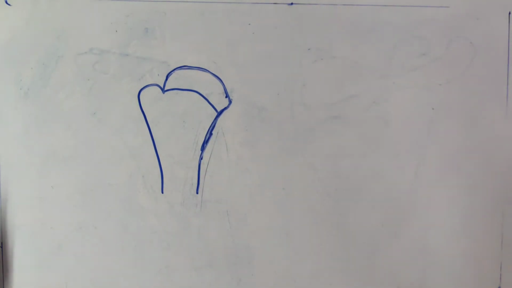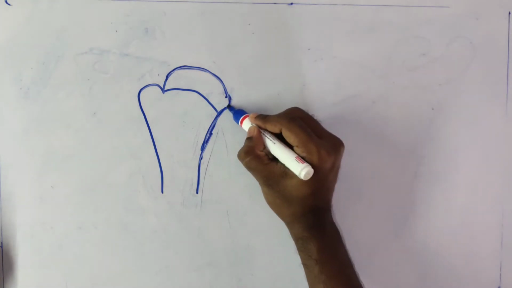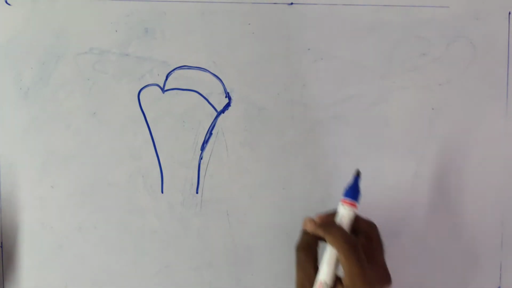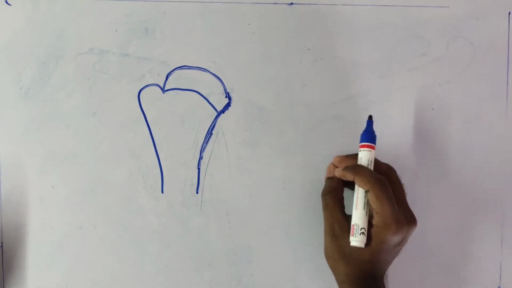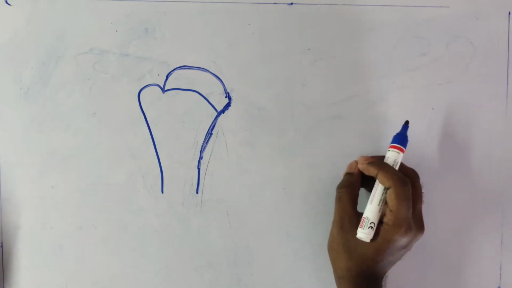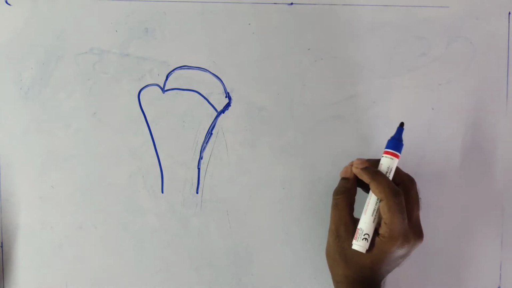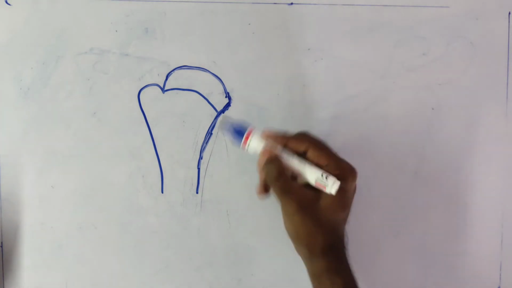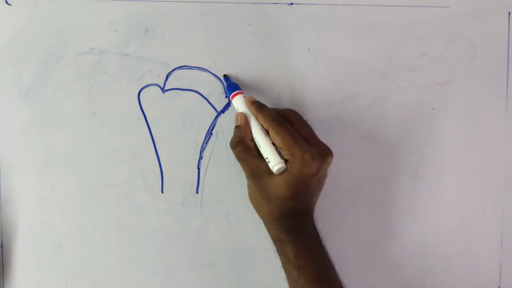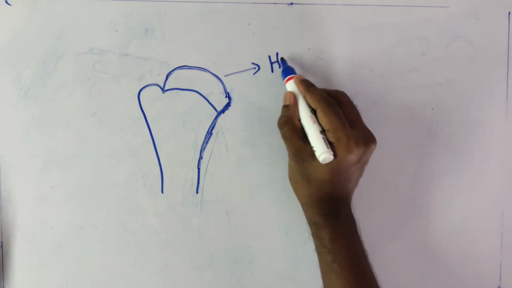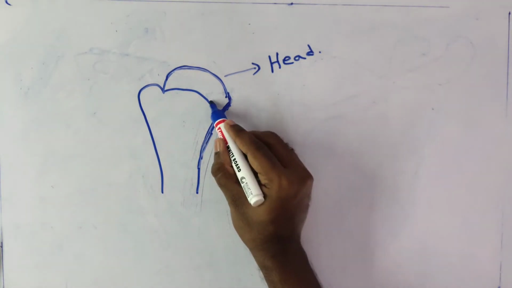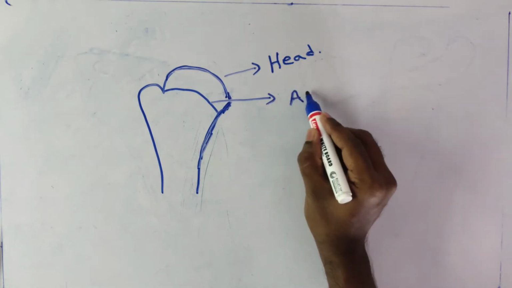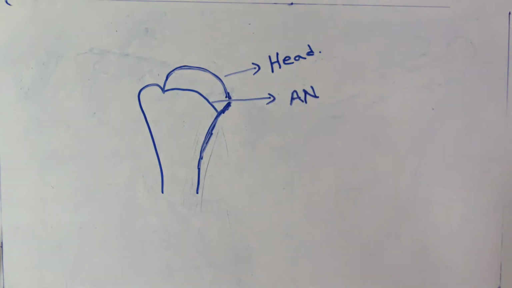If you are writing about the upper end of humerus, draw a diagram and label the parts to which the matter belongs. That means if we are writing about the head of humerus, draw the humerus diagram and label only the parts about the head. This is the anatomical neck. Anatomical neck is also related to the head, so label this one also.